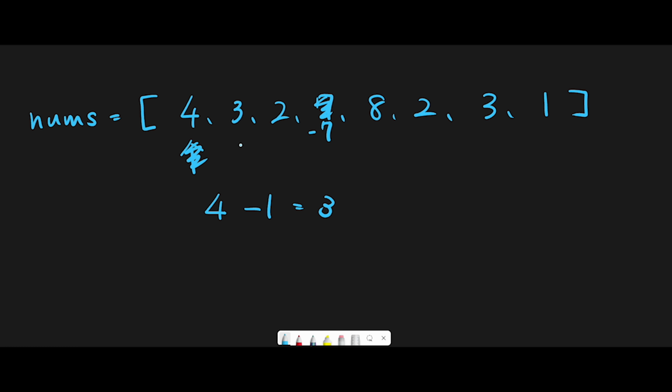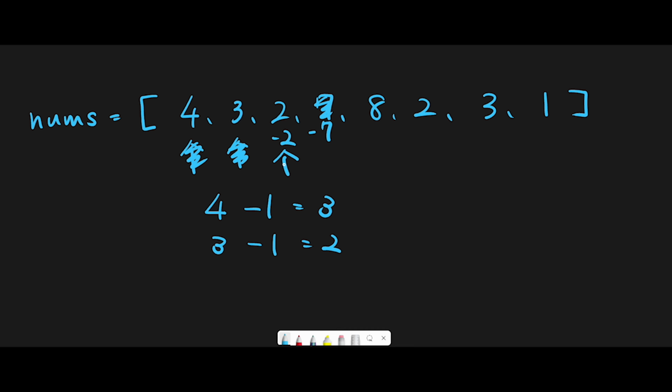And then move to the next. We found 3. So 3 corresponds to index 2, right? The formula is 3 minus 1, which is index 2. So 0, 1, 2 here. And we convert 2 into minus 2. Looks good. And move to the next.